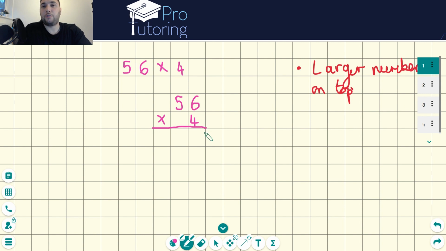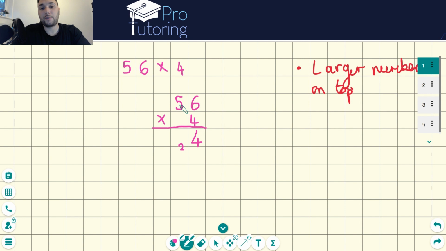And then what we do is we use our multiplication tables that we already know to help us go through. So we do 4 multiplied by 6, and we know that's equal to 24. So we put a 4, because it's 4 ones in 24. We've got 2 tens, so we need to move it over to the tens column.